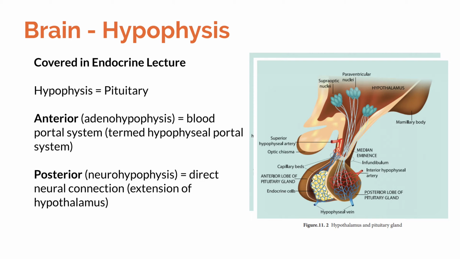And then we have the hypophysis, which is just another word for the pituitary gland, which we covered in the endocrine lecture. And the pituitary gland can be divided into the anterior and posterior. The key differences between these two is that the anterior is connected with the hypothalamus via a blood portal system, whereas the posterior pituitary has a neural connection with the hypothalamus.